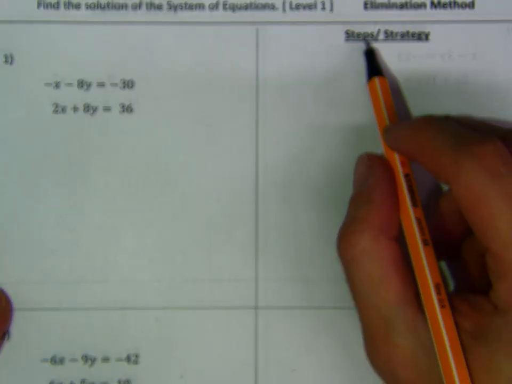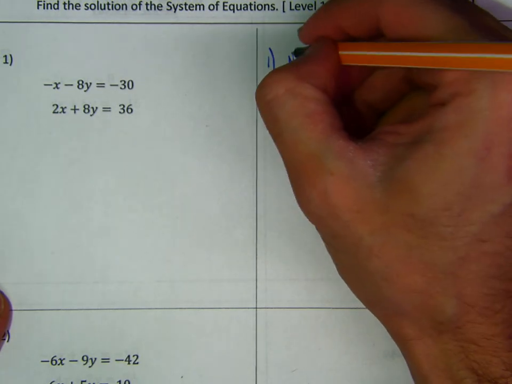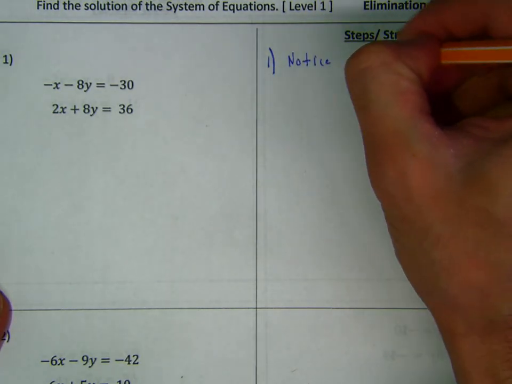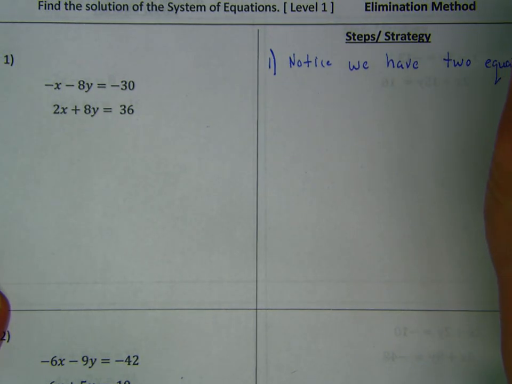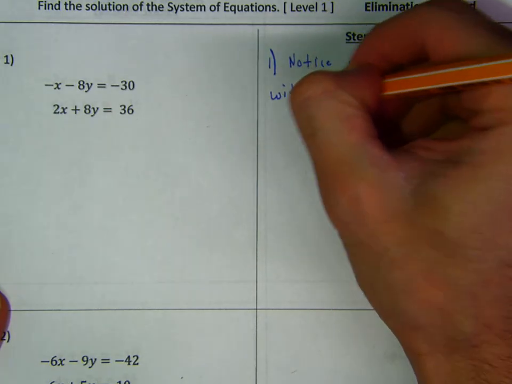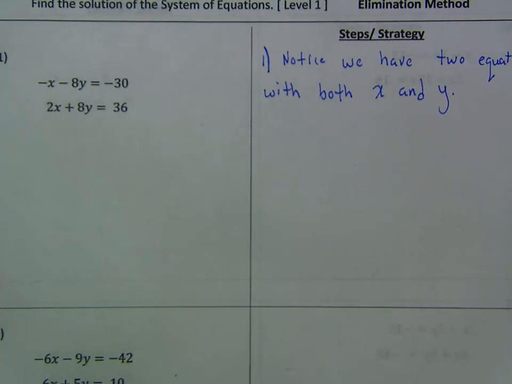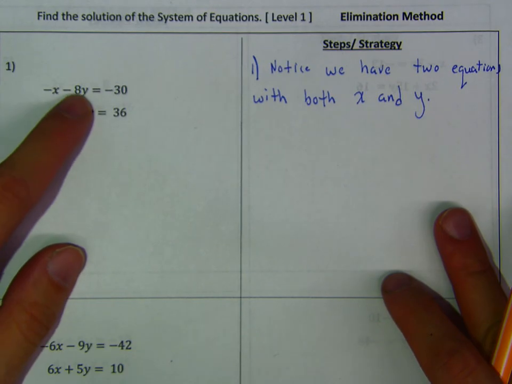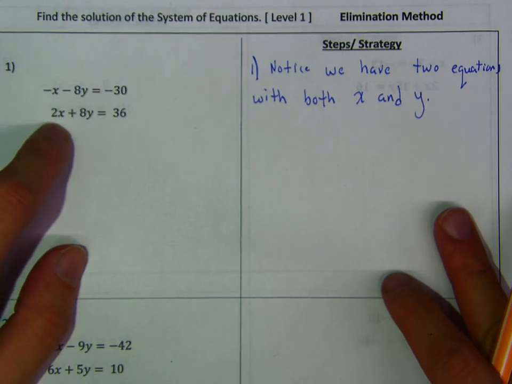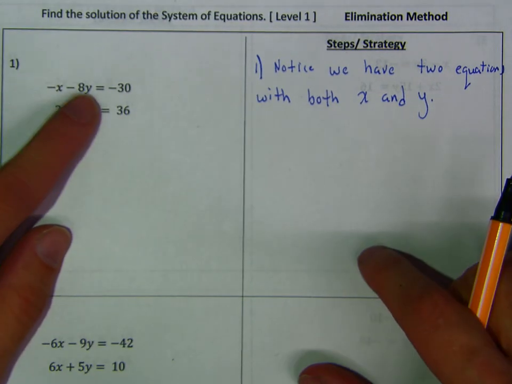Let's have this down. So let's talk about strategy even before the steps. So let's copy this down. 1. Notice we have two equations with both x and y. Okay, so that's the first thing. Notice that you have two equations, right? The first equation is negative x minus 8y equals negative 30, and the other equation is 2x plus 8y equals 36. You have two equations with both an x and a y.